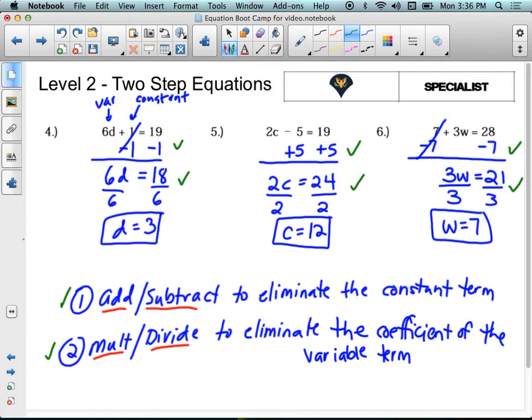All right? So in each of these examples, we follow these steps. Add or subtract to eliminate the constant, multiply or divide to eliminate the coefficient of the variable term.